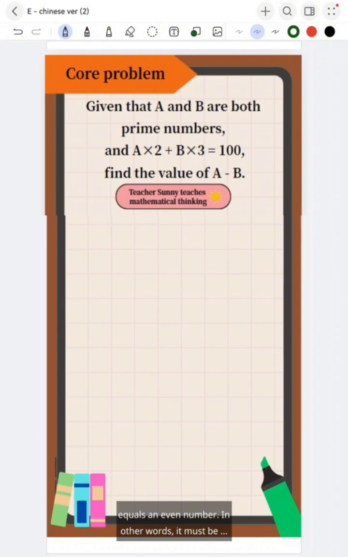Equals an even number. In other words, it must be an even number plus an even number to get an even answer. So a times 2 equals an even number. That is absolutely correct, because any number multiplied by an even number will always be even. But what about b times 3? Here, it's also even. It has to be even, otherwise you simply can't get an even answer.